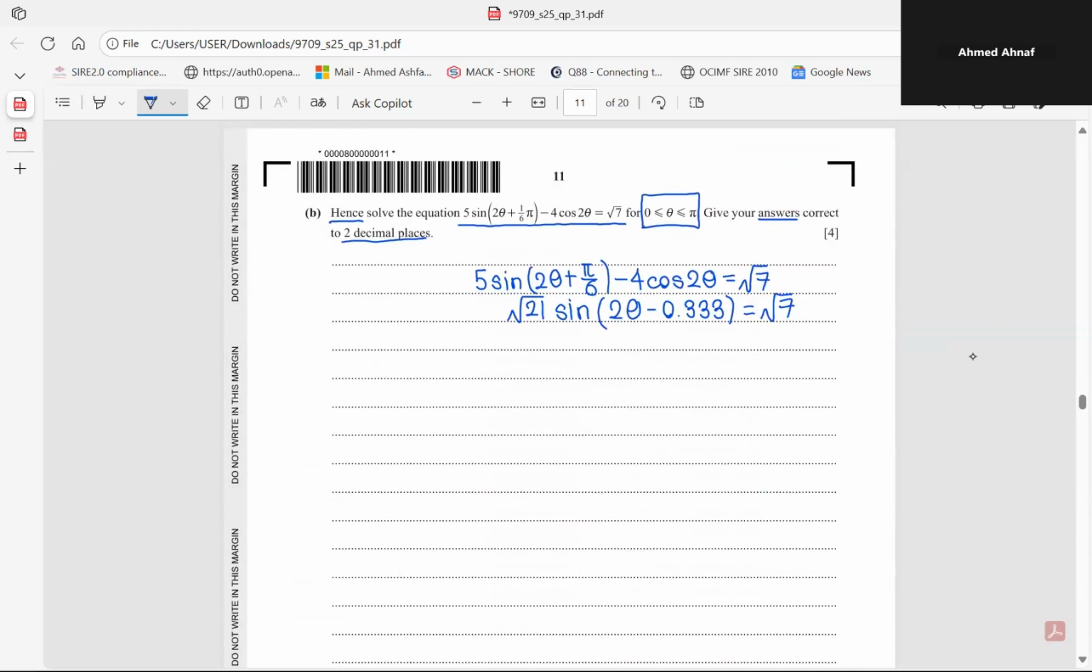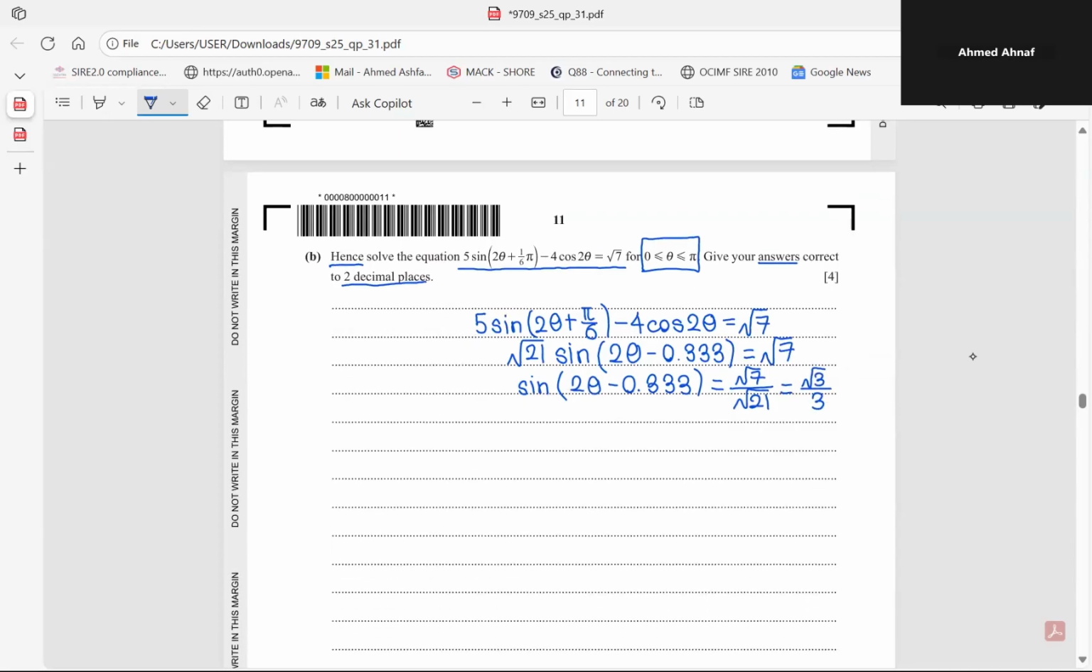Now let's just make sine the subject of this equation. It's just √7 over √21, so that is just √3 over 3.